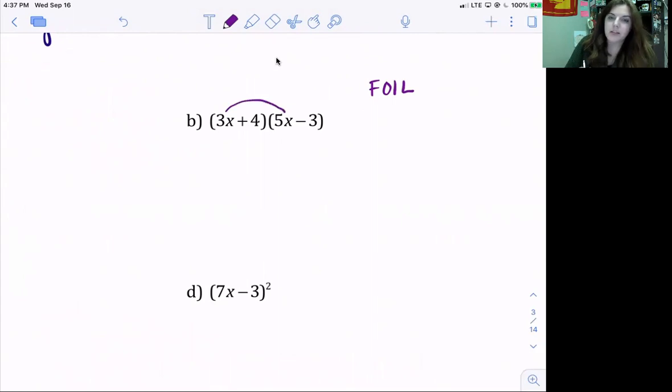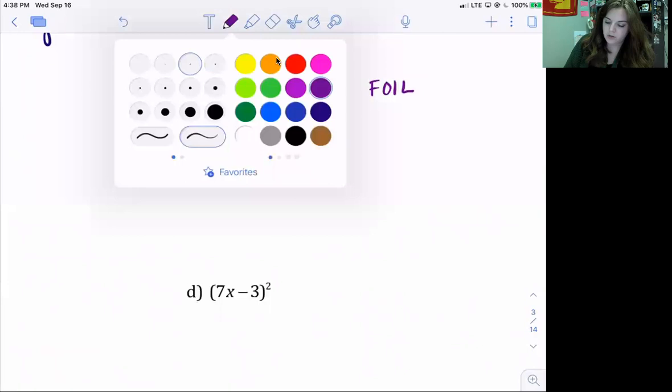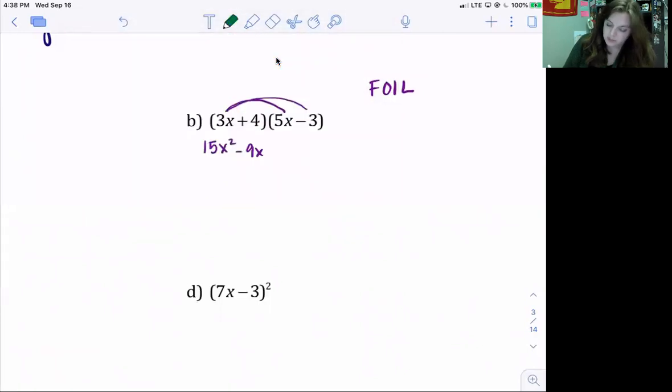binomial. So 3x times 5x gives us 15x squared. 3x times negative 3 gives us negative 9x. And then we're going to go to our next. So we have plus 4 times 5x, which gives us plus 20x. And then 4 times negative 3 is negative 12.